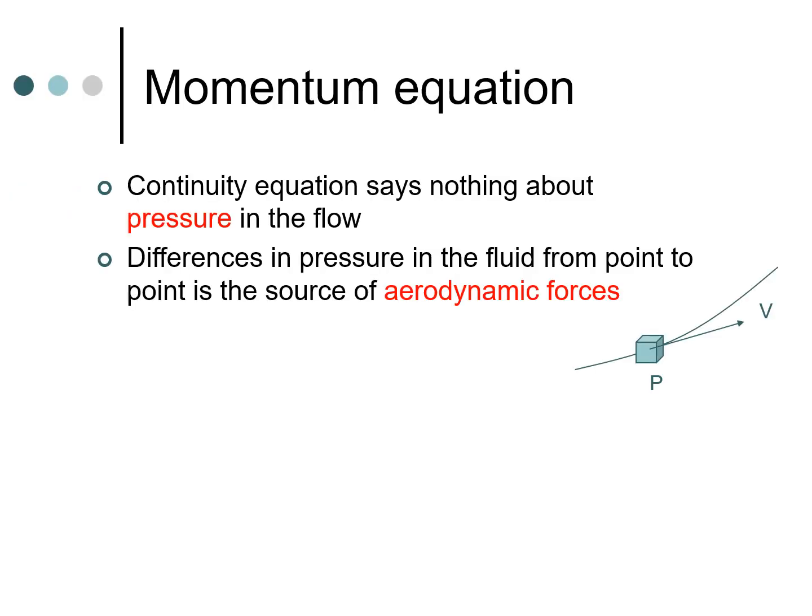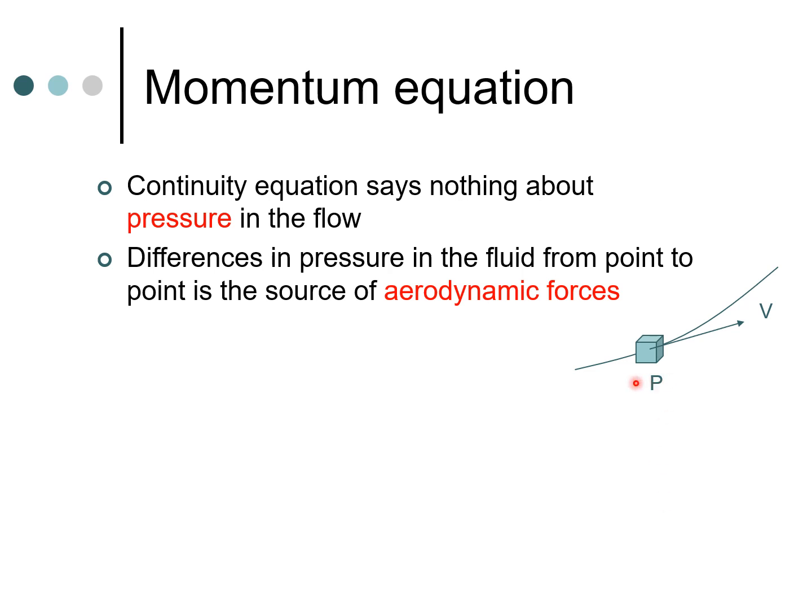Now you clearly saw that the continuity equation linked the rho and V across 2 points. So it never talked about pressure. Pressure is important because it is the thing which is going to give us the aerodynamic forces acting on the body, because if we know the difference in pressure in the fluid from point to point, essentially we can calculate the force which is acting.